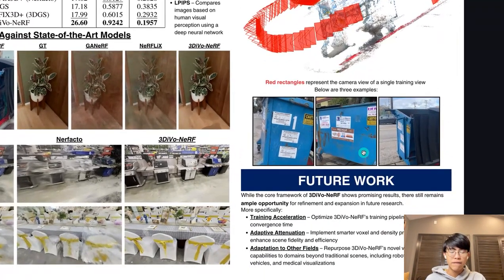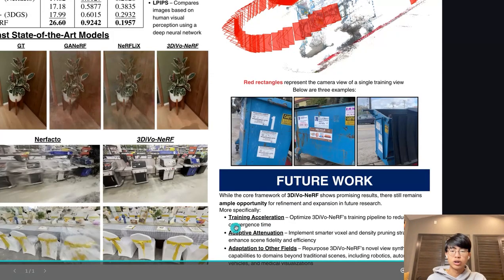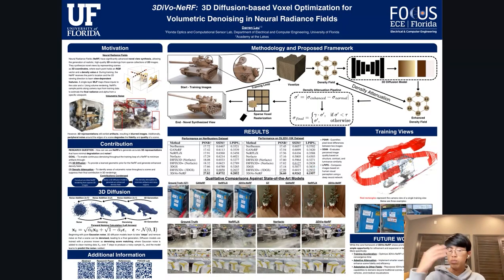Finally, I talk about my future work here. And so here I talk about what I wanted to do next, was do training acceleration, adaptive attenuation, and adaptation to other fields. Basically, I was just talking about what I'm going to do next. A lot of times science fair judges love asking you, so what are you going to do next with this project? I'm going to preempt that and be like, look, I've already thought of exactly what I want to do with this project. I've thought of it so much, in fact, I'm going to put it on my research poster. And so this was how I made my board at UF.